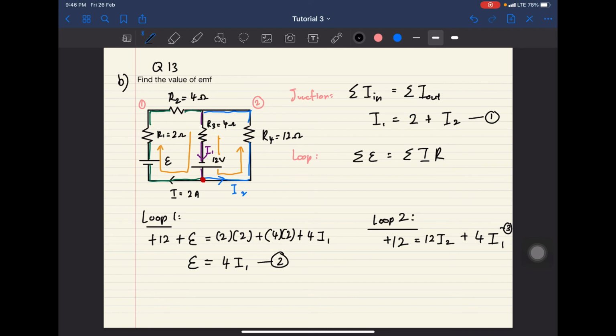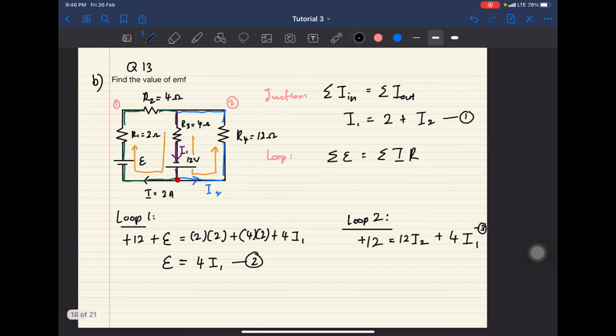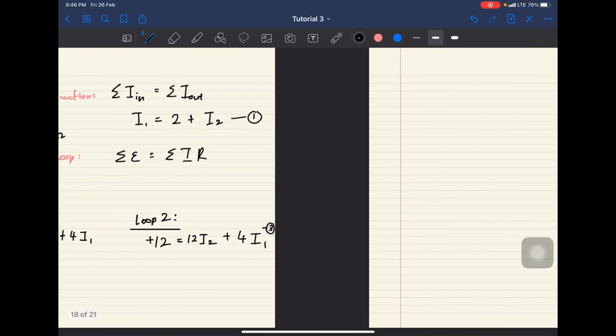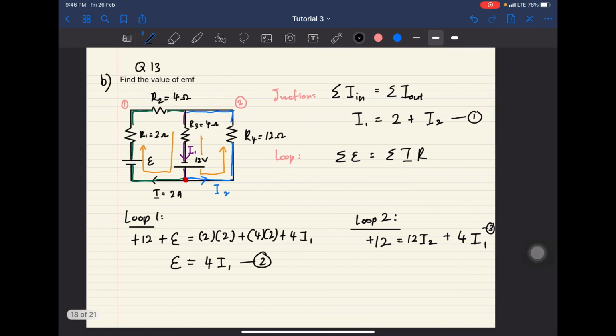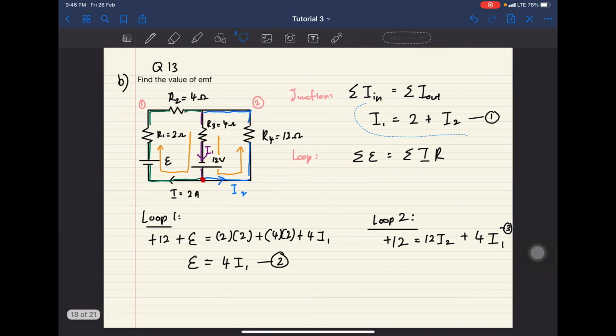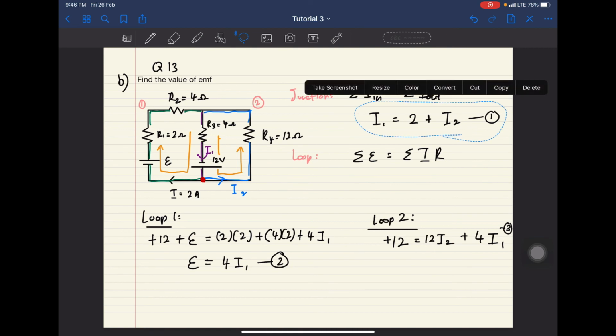So I can rewrite all these 3 equations so that you can see clearly what you're going to do next. I1 equals 2 plus I2. So I think I'm going to just copy it like this. Okay.